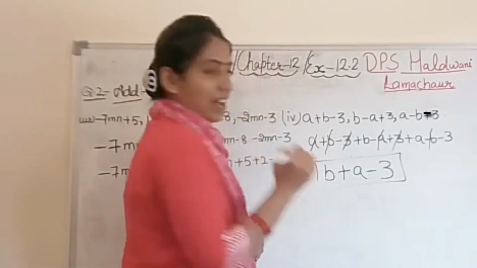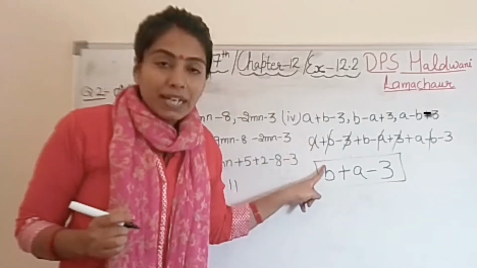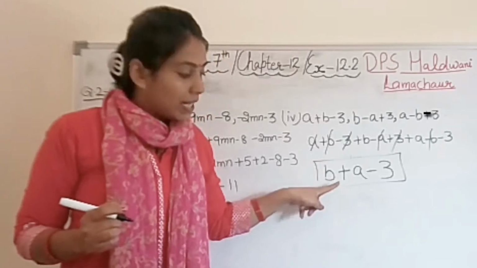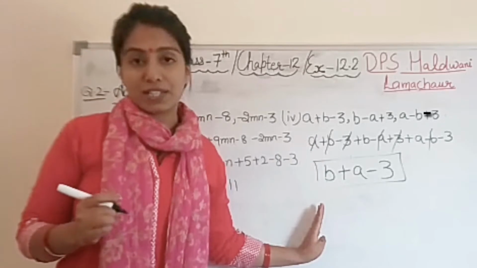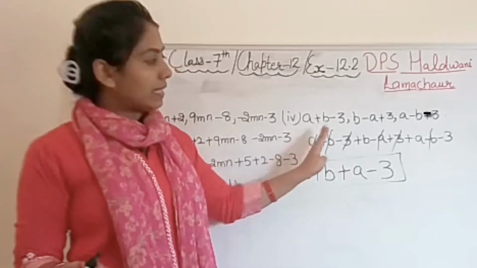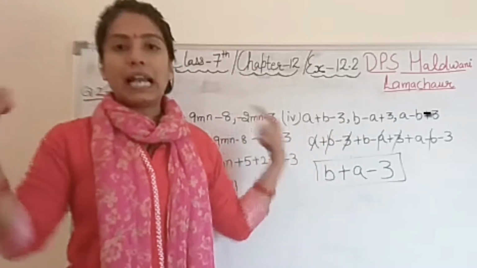That's it. This is the answer. Have you seen? In one step only I have solved. And when you pair up, then after pairing up you solve one by one, then you will get the answer. In 5 parts, 5 steps you can solve this question. But I have solved in the first step only. How? Because I know I have to do the like term solution.